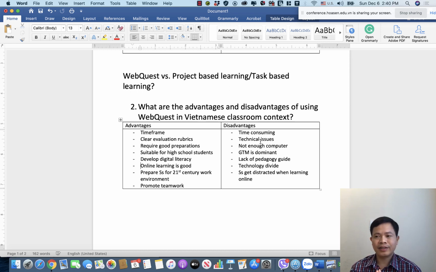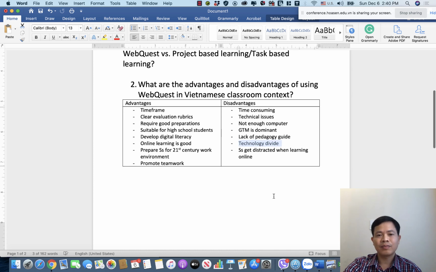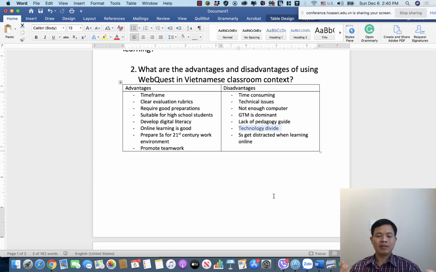And because it is new, there is a lack of pedagogy guides, manuals, instructions, and resources for teachers especially. And yes, some of you have already mentioned the technology divide. Some students may have the advantage because they have better internet connection and better devices, and maybe putting students into groups is one way to go around that.